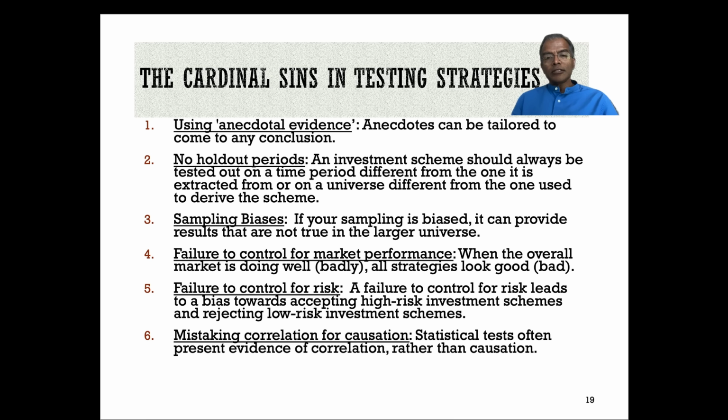Ultimately, though, if you're testing market efficiency, there are some sins you've got to avoid. One is using anecdotal evidence and settling for anecdotal evidence. Deciding that a strategy works because you tried it on one stock and it worked, and you've decided to extrapolate from that. Second is to test a strategy on the same time period from which you got it. You're impressed by that strategy by looking at a particular time period. You got to test it on a different time period.